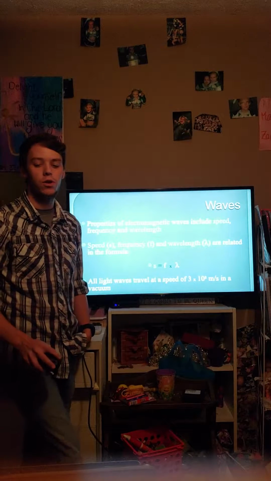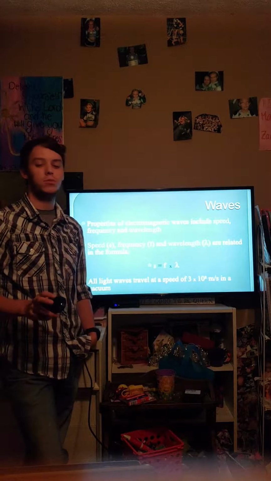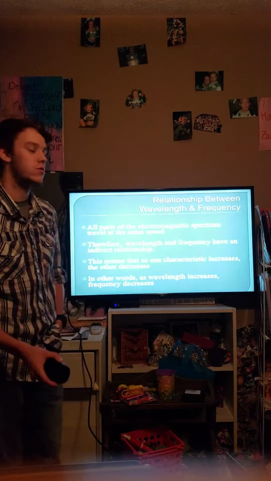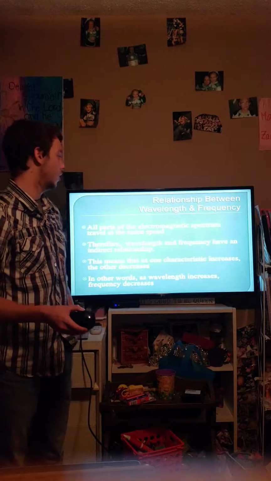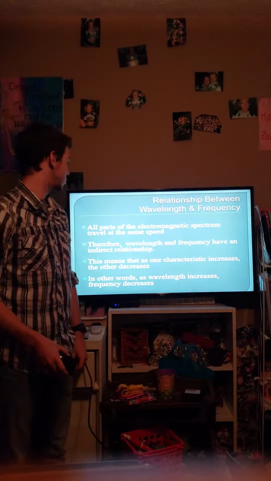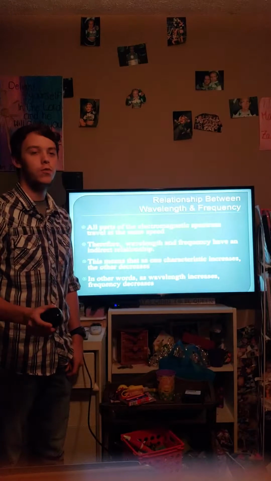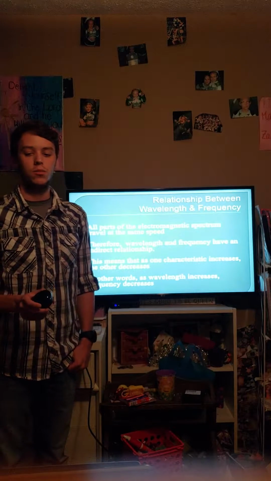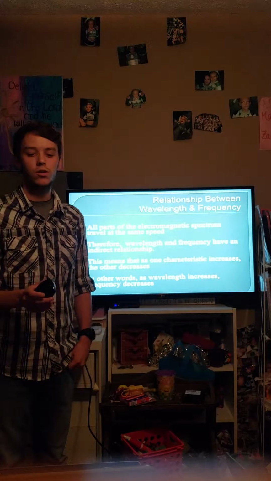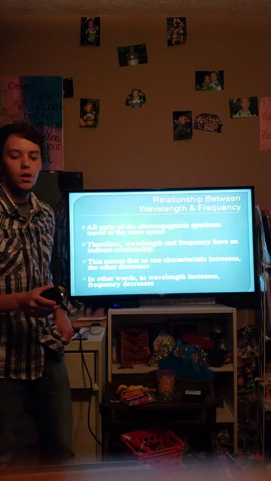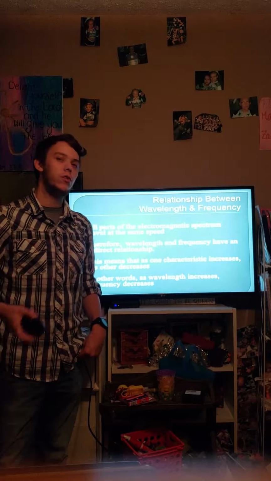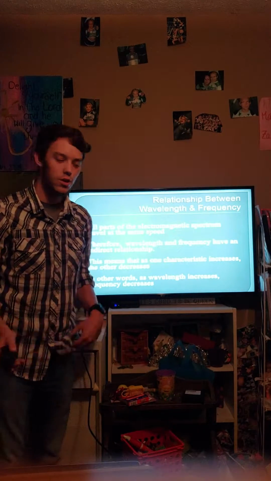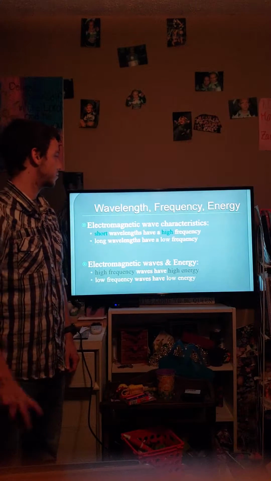And all light waves travel at a speed of 3 times 10 to the 8th meters per second in a vacuum. Now, regarding the relationship between wavelength and frequency, all parts of the electromagnetic spectrum travel at the same speed. Therefore, wavelength and frequency have an inverse relationship. This means that as one characteristic increases, the other decreases. So in other words, as the wavelength increases, the frequency will decrease at the same time. So it works in tandem.